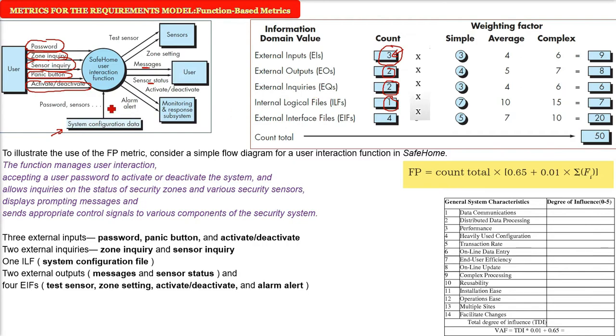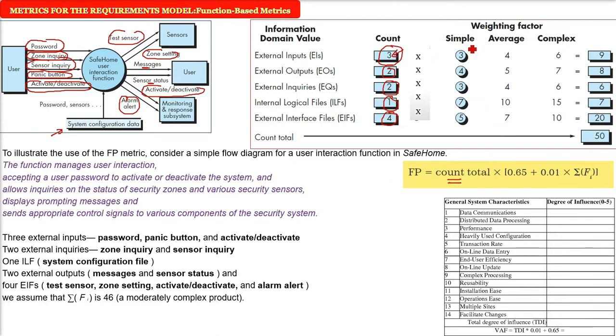Now what are EIFs? The external interface files. For example, your test sensor, zone setting, activate, deactivate, whether it is done or not, what is the test status, and the alarm alert. These are external interface files. So we'll put 4 here. Now we have a count for each of these input parameters. Now we need the count total.